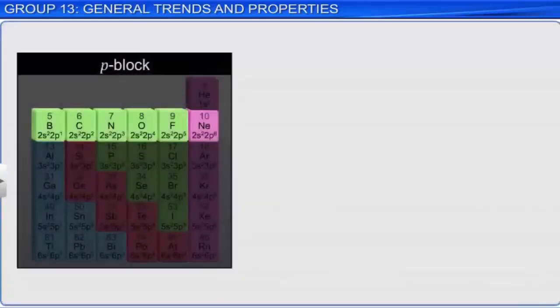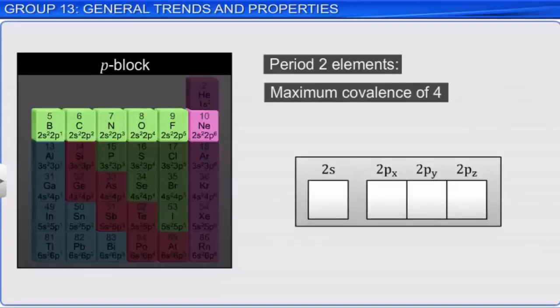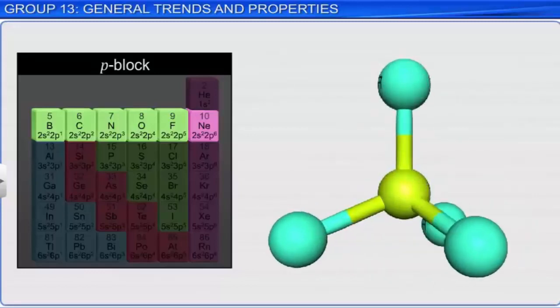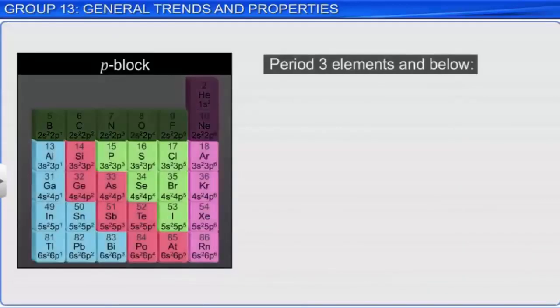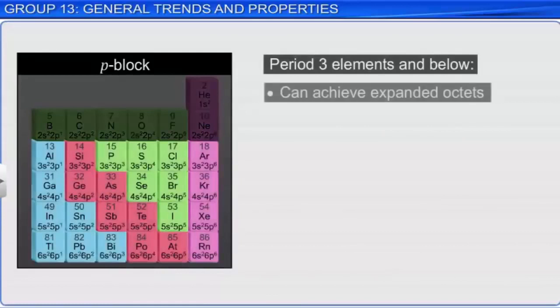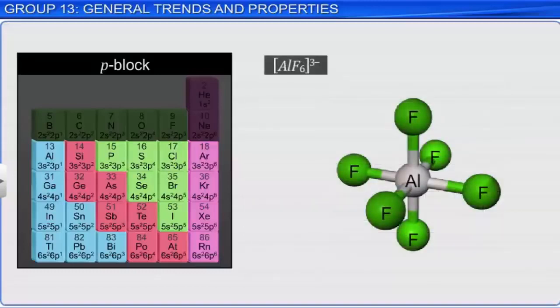For example, the elements in period 2 have a maximum covalence of 4. They never exceed 8 electrons because they can only use their 2s and 2p orbitals in bonding. For example, boron can form the complex ion BF4-. The elements in period 3 and below can achieve expanded octets. Since these elements have unused d orbitals, they can have more than 8 electrons. Therefore, we observe the hexafluoroaluminate ion.